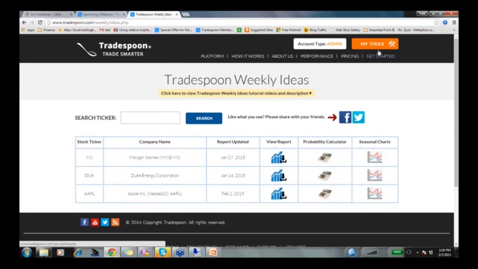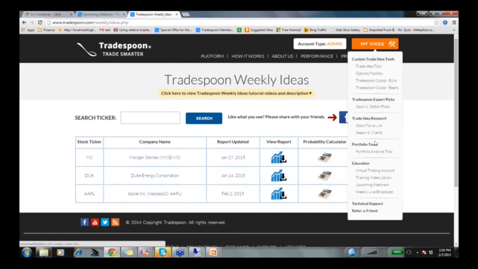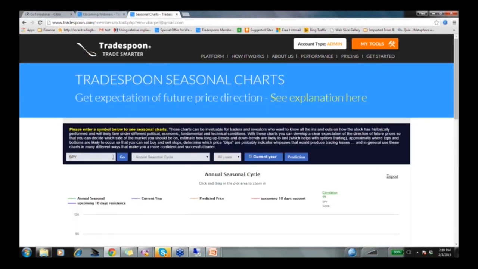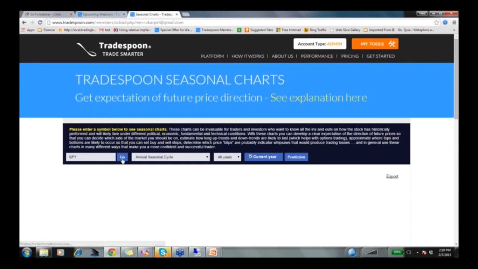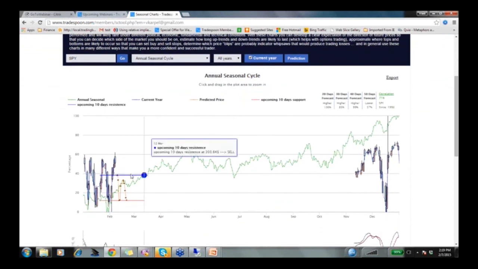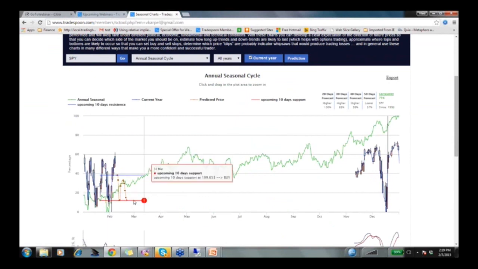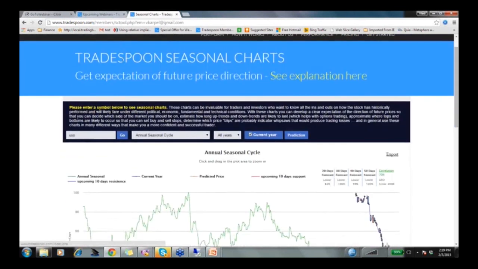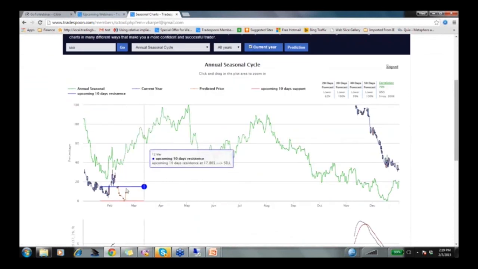For free, you can go in and basically go to the seasonal charts and type in SPY, let's say you want to analyze what we think are the key support and resistance levels for SPY. Then you can see that we think that SPY will be at $2 or $3. That's the overhead resistance, and here's the $199 overhead support. Or if you want to look at oil, you can type in USO ETF, and we will tell you here are the support and resistance levels for the next 10 days for the USO.